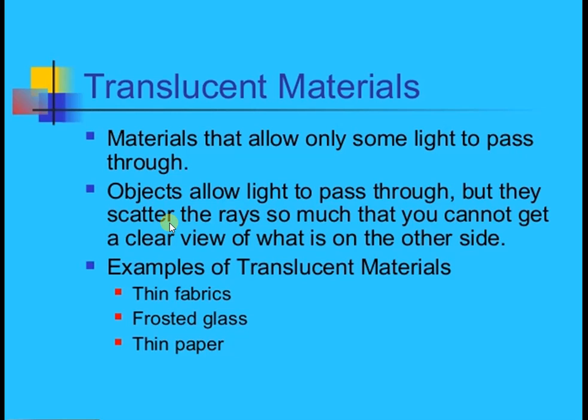What are translucent materials? Materials that allow only some light to pass through. These objects allow light to pass through, but they scatter the rays so much that you cannot get a clear view of what is on the other side. Examples of translucent materials are thin fabrics, frosted glass, thin paper.